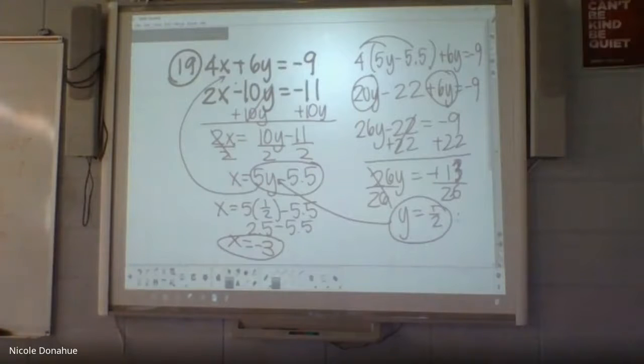So a little bit bigger pain in that one. Not terrible. And then 20 likewise is tough, but still doable. Like, I wouldn't have given you guys number 20 as a problem in algebra 1.